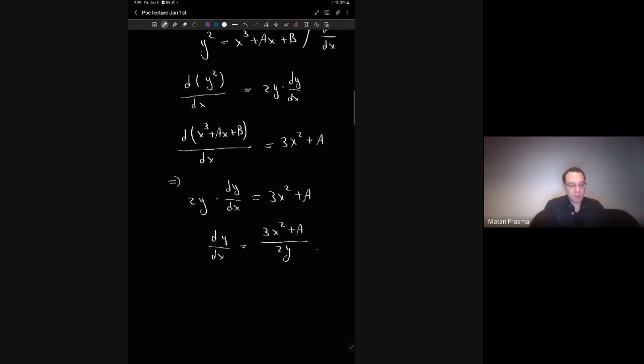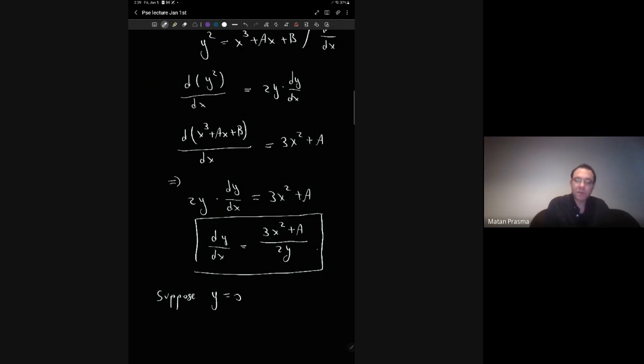So, okay, now we analyze this expression. Suppose y is equal to 0, but 3x squared plus a is non-zero. If y is equal to 0, then this expression is not really defined, because I would need to divide by 0.